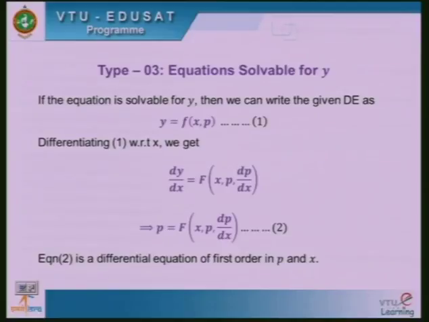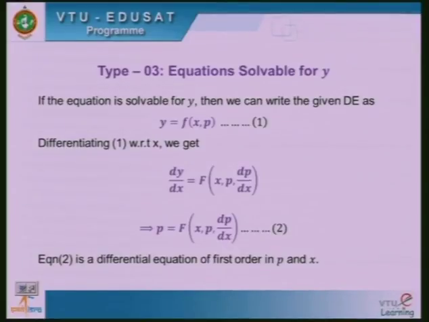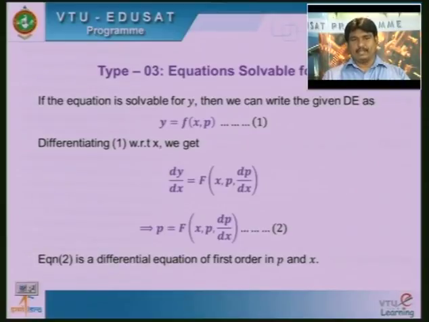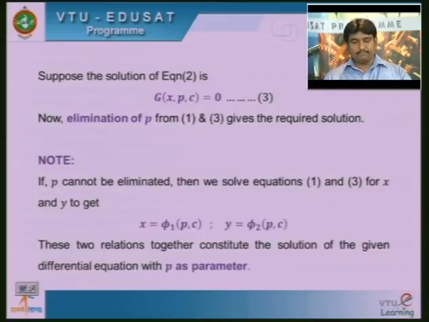Now differentiate this equation with respect to x to get dy by dx equals to some arbitrary function of x, p and dp by dx. So replace dy by dx by p to get an equation involving p and x. So you'll get a first order differential equation with variables p and x. Solve this equation to get a solution in terms of p and x.